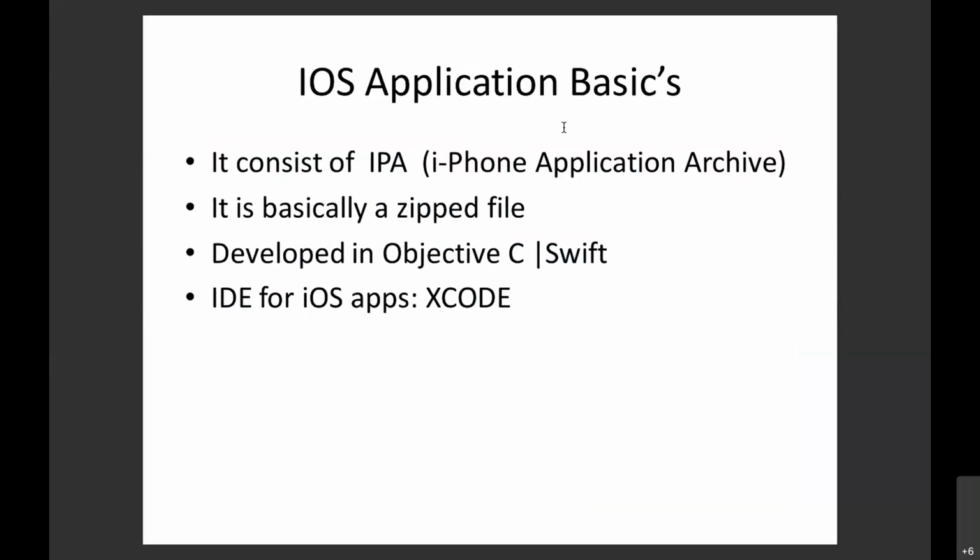Next, when we install an application from the App Store, an IPA file gets installed on your device. IPA refers to iPhone application archive. To extract an IPA from a device, you need to jailbreak it or use an older version of iTunes. You need a proper jailbreak. Later in the session, I will explain jailbreak if you are new to it. iOS applications are developed in Objective-C and Swift.